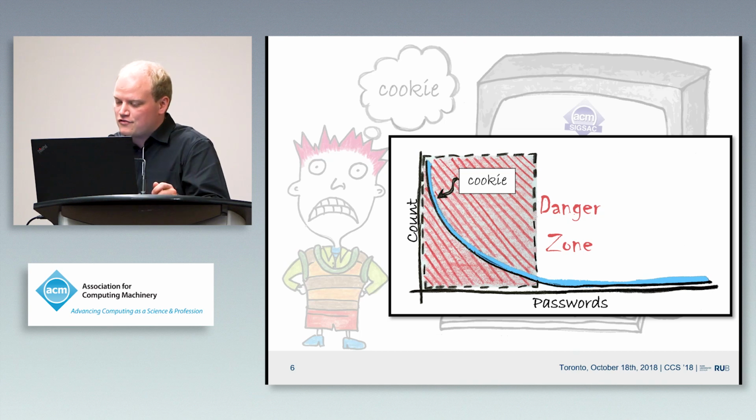In guessing attacks, adversaries guess passwords in descending order of probability. Thus, very common passwords, like in this case, the password cookie, are guessed early in an attack. Therefore, Joe's account might be vulnerable to guessing attacks.